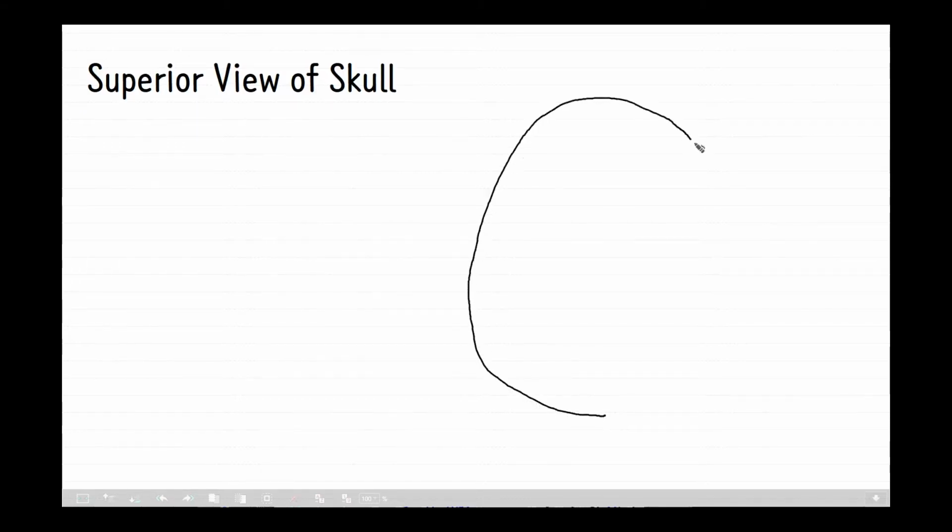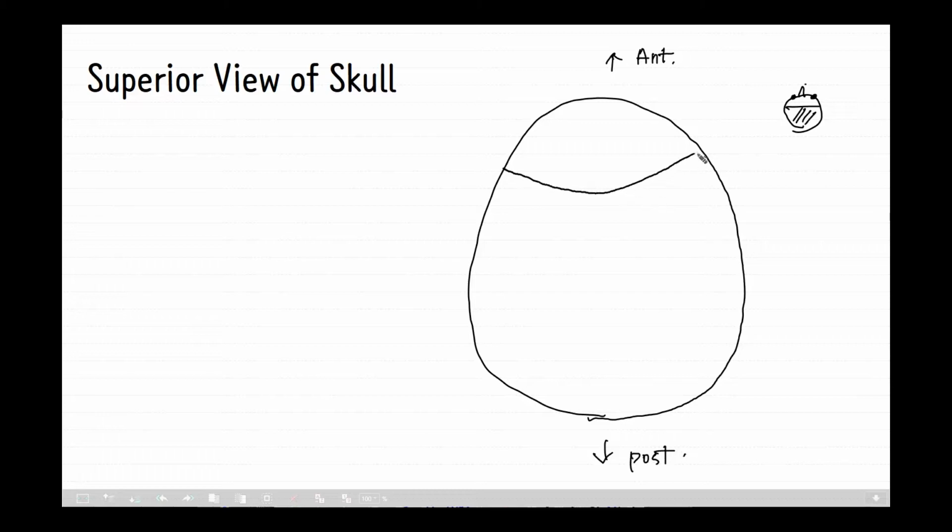It can be drawn like this. This is the anterior, this is the posterior. And there is a suture like this, and in the posterior portion also there is a suture, and there is a mid-sagittal suture.